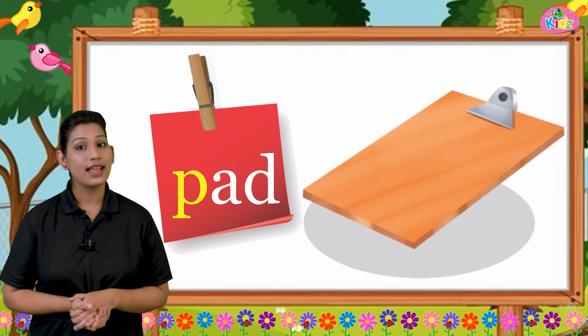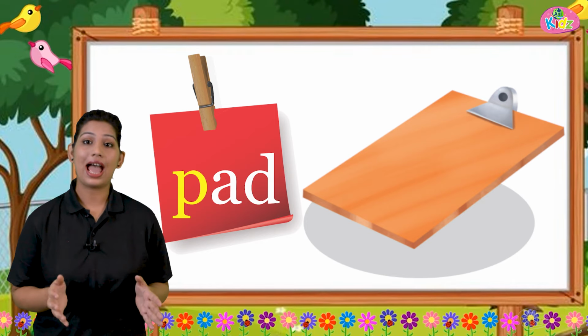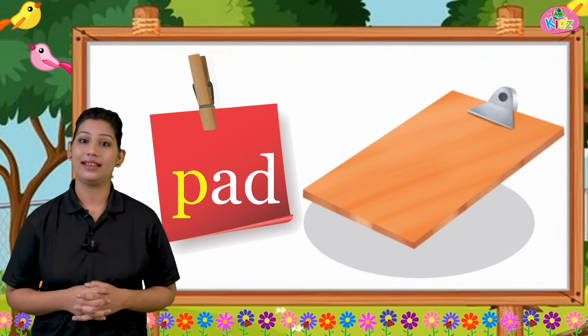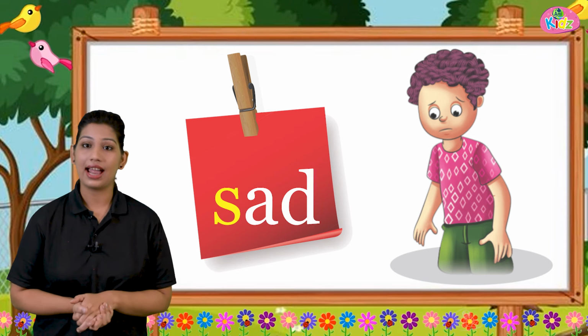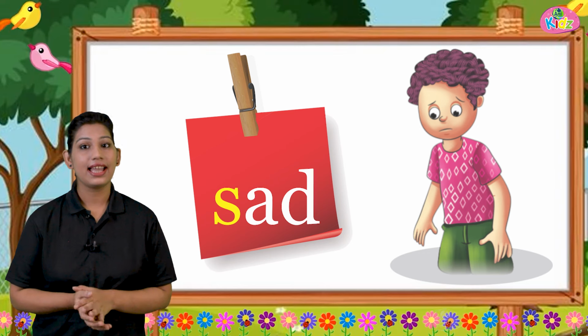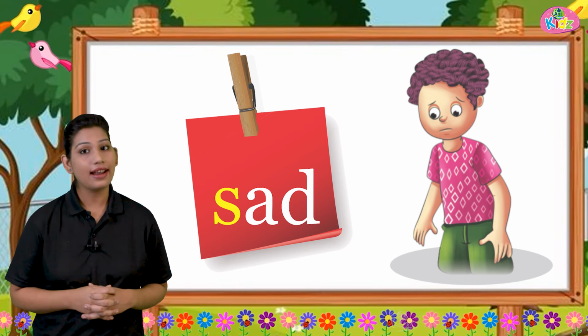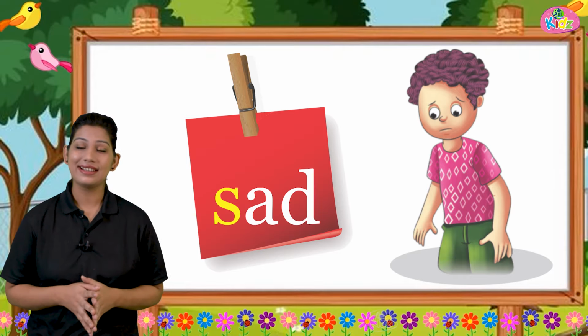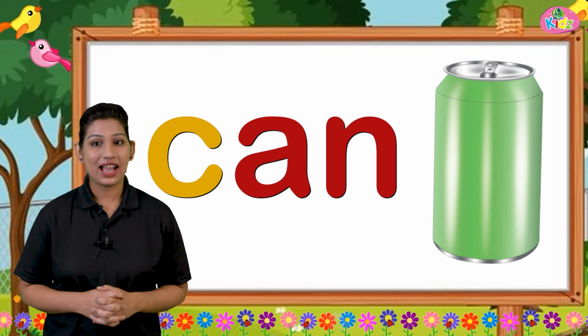Next, p, ad, pad. Ad sounds ad. P sounds p. P, ad makes pad. And the next is sad. S, ad, sad. S sounds s. Ad, ad. S, ad, sad. Here first we have C, which sounds k.